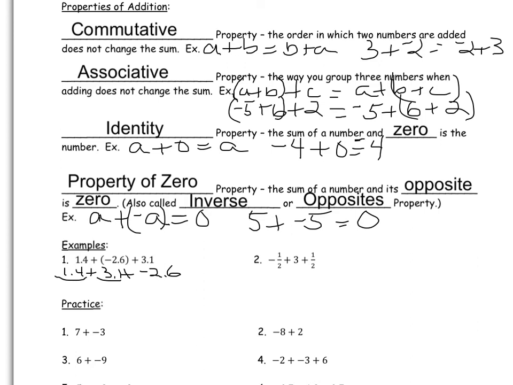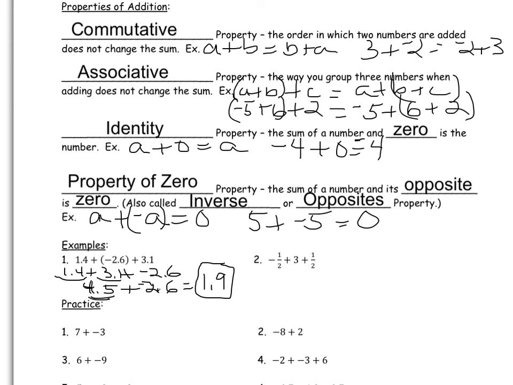1 and 4/10 and 3 and 1/10 gives me 4 and 5/10. And then I can deal with the negative 2 and 6/10. Now the signs are different, so we're going to subtract and get an answer of 1 and 9/10, because the 4 and 5/10 has a larger absolute value. And when we subtract, we keep the positive. Now, technically, could you just follow order of operations and go from left to right? Sure, but these properties allow us a little leeway in putting together more compatible numbers.